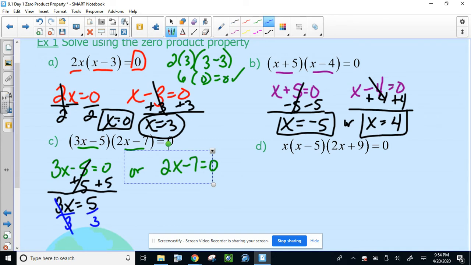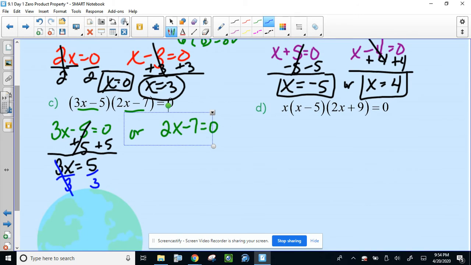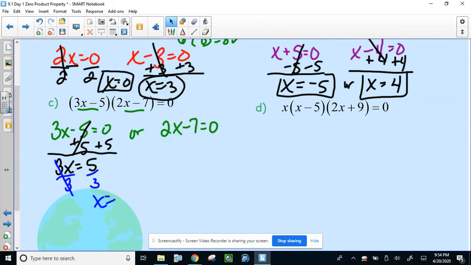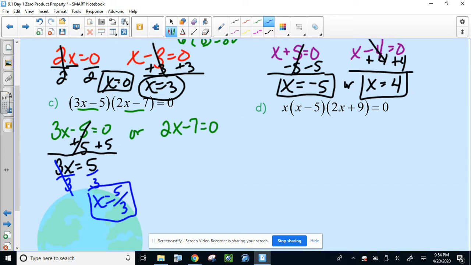And then we'll divide by 3, and that gives me my 3 disappearing from the front of the x, and I would have x equals 5 over 3. There's one possible solution. Or we solve the other equation. So we end up with two possible solutions here. We divide by 2, x equals 7/2.